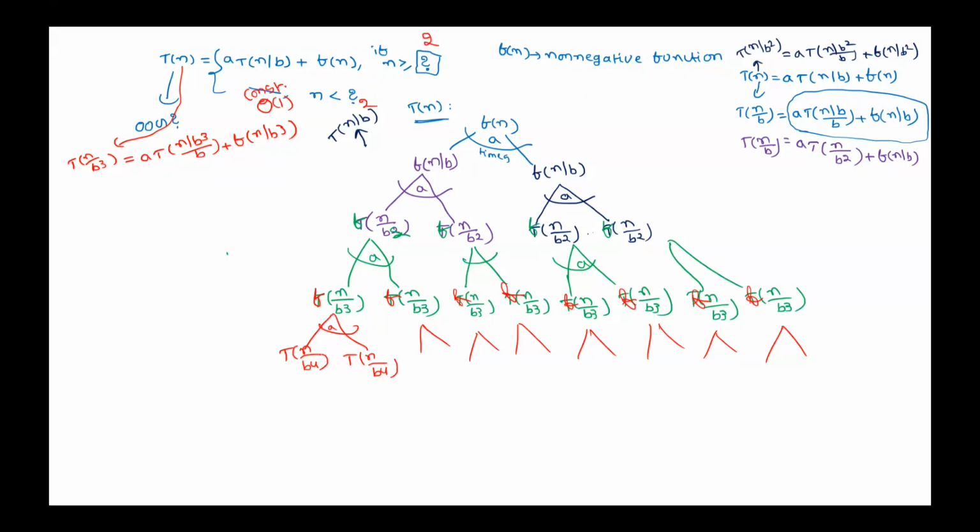Under this assumption, that means when n equal to 1, we stop now. There is no further recursion. When n equal to 1, we stop. That is the meaning. N less than 2 means that is n equal to 1.